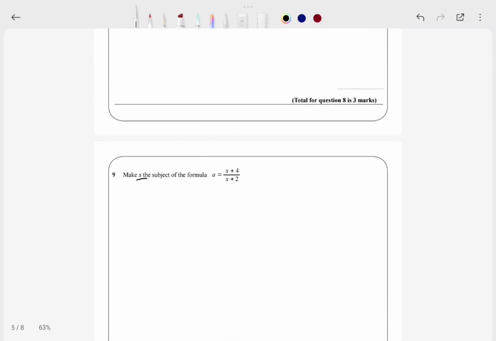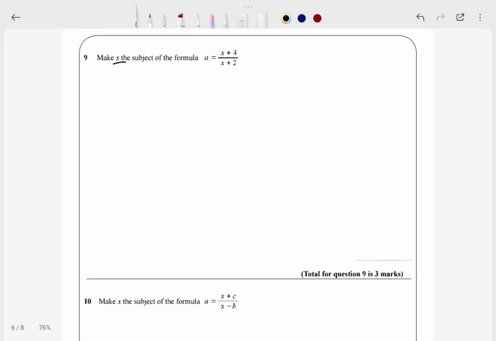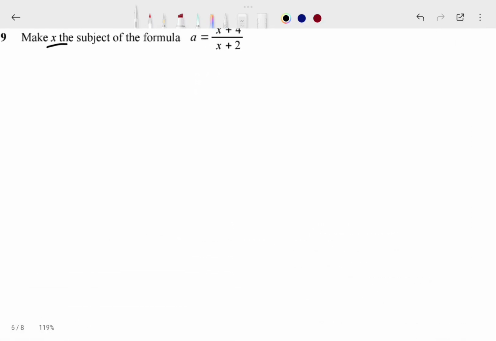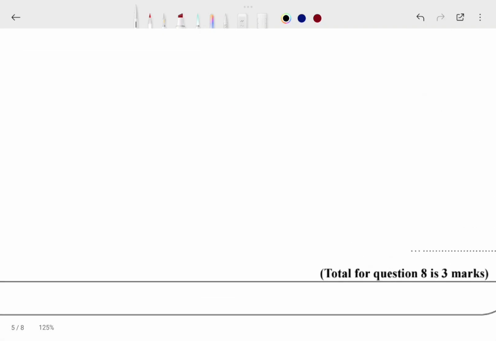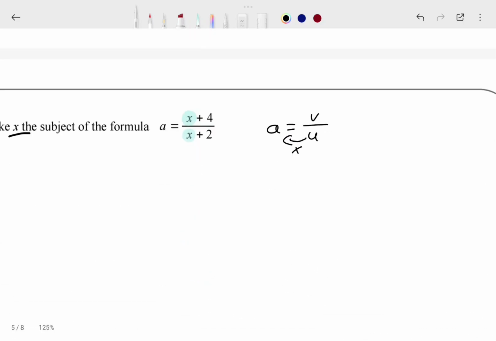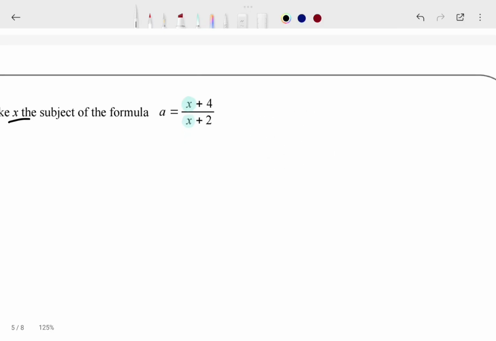Before jumping to question 10, let's do question number 9. In question number 9, the twist is that you have to make x the subject, and there are two x's, here's one and here's one. So in this situation, what can we do? If there is something like v over u, this u will multiply with the left side of the equation. Whatever the denominator is, it's going to multiply with the left side of the equation, no matter what the equation is. So you're going to follow this step.